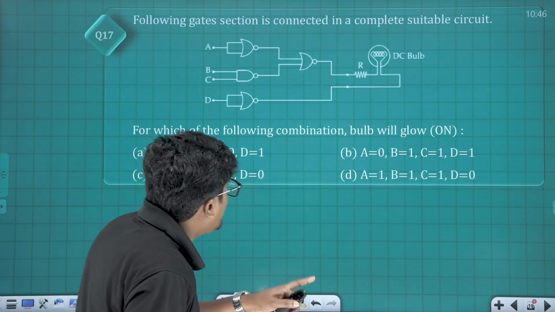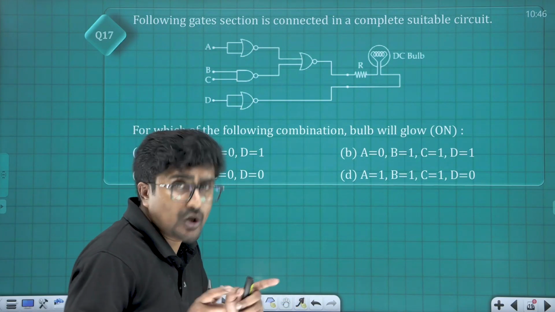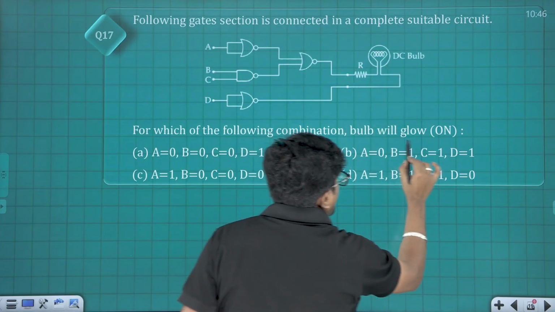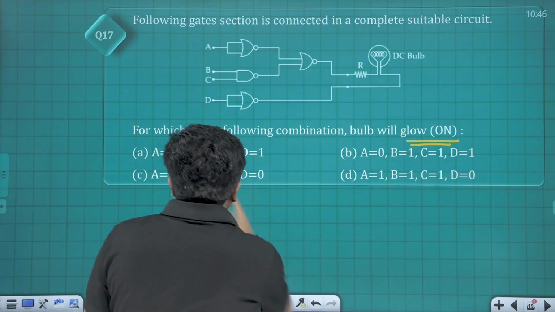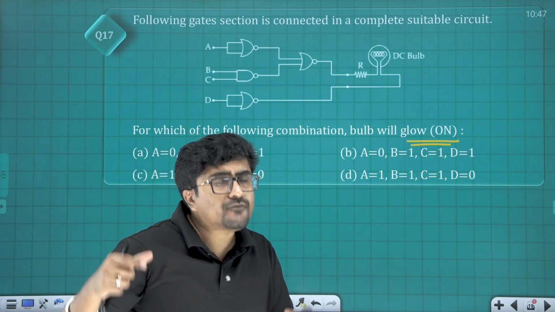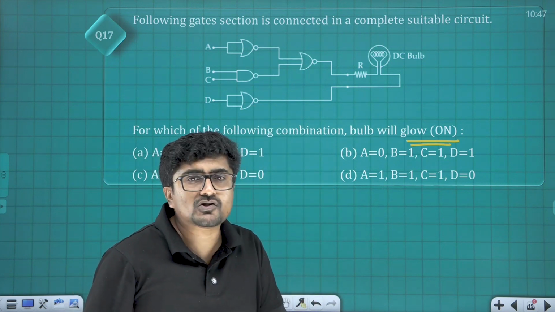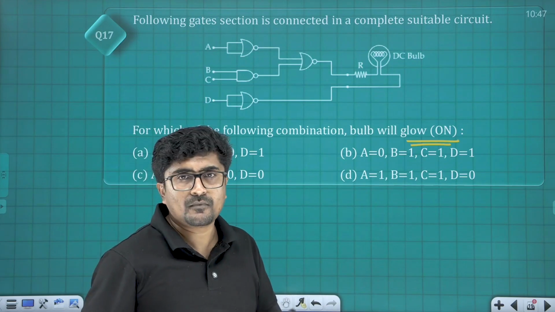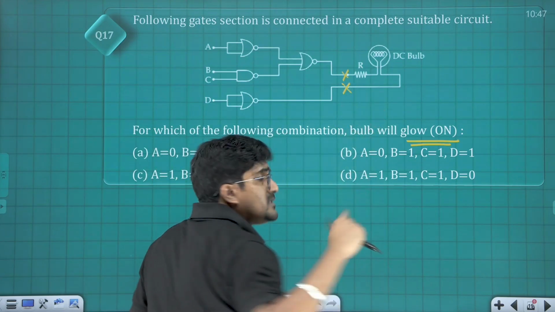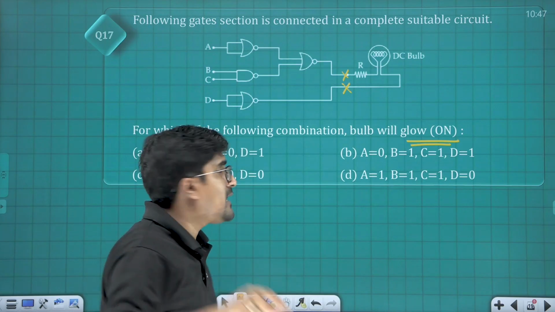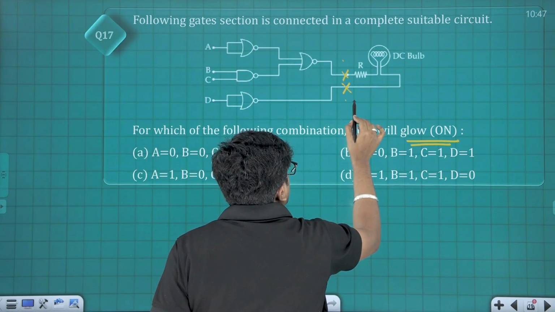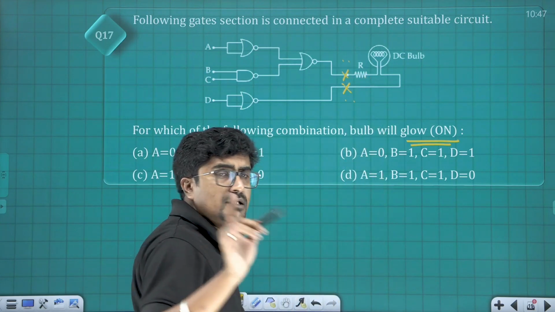For which of the following combinations will the bulb glow? Basically, the bulb is going to glow means, for which combination there is going to be a net flow of current. And if there is a net flow of current, there has to be a potential difference across these two points. That means if this is coming as 0, this needs to be 1. And if this is coming as 0, this needs to be 1. That is a basic concept.